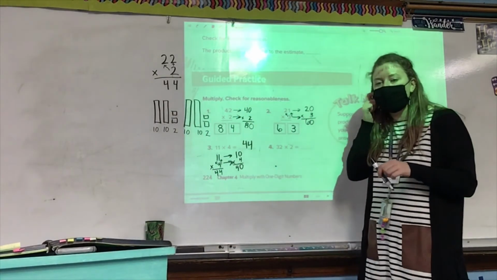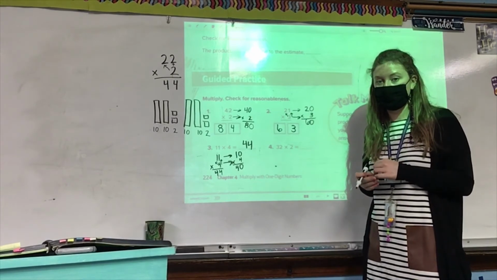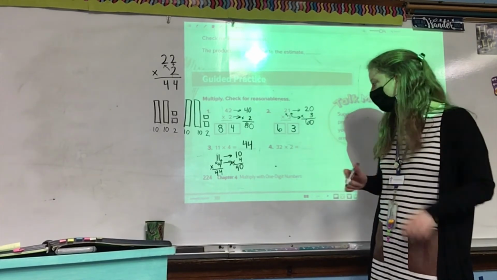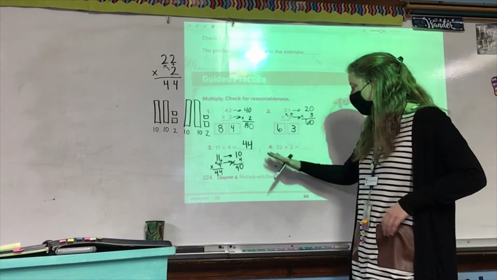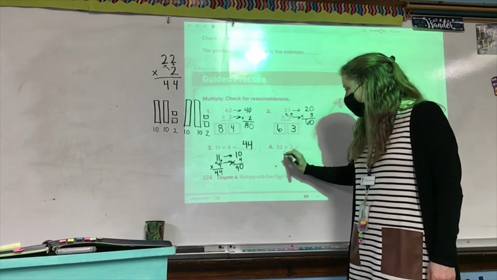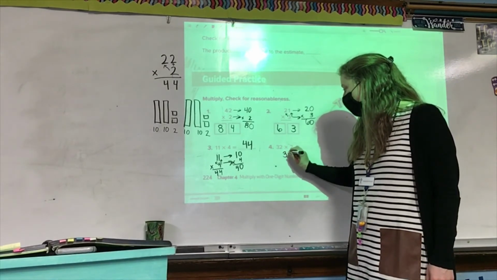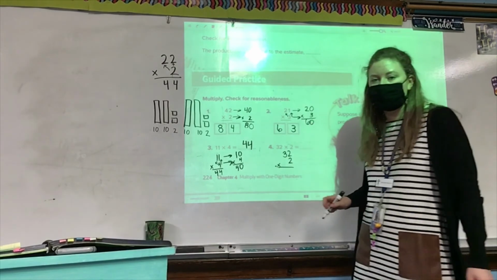Carla, should we solve these sideways like this? We should not. So what should we do first? What should be the very first thing we do if we have a sideways multiplication problem? We should write it up and down. Good. Let's write it up and down. 32 times 2. We're making sure to line up the ones place.